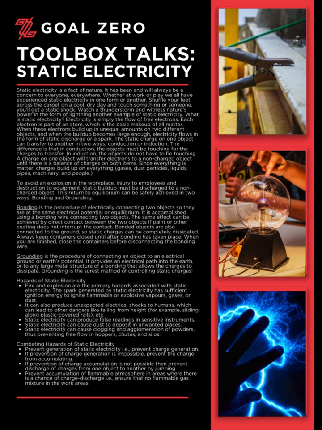What is static electricity? Electricity is simply the flow of free electrons. Each electron is part of an atom, which is the basic makeup of all matter. When these electrons build up in unequal amounts on two different objects, and when the buildup becomes large enough, electricity flows in the form of static discharge or a spark.